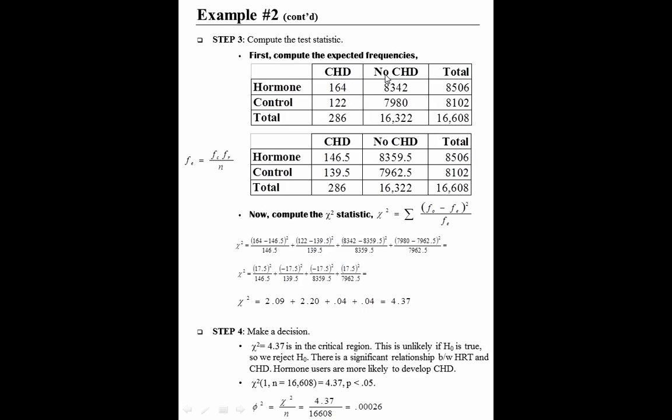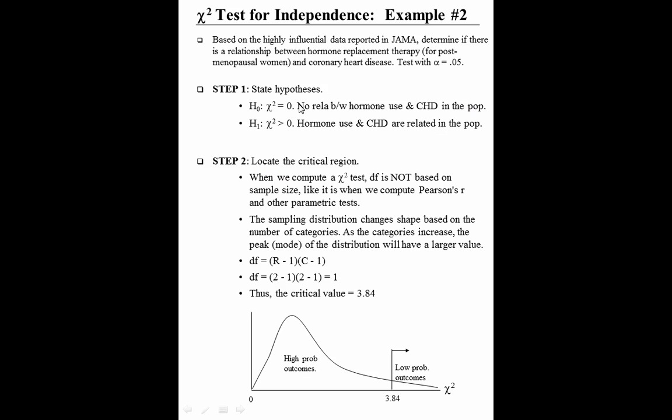Here we have the two levels of one factor, heart disease or not, and the two levels of the other factor, hormone use or people in the control condition, no hormone use. So we have a 2x2 contingency table. That means we have 2 rows, 2 columns. That means we're going to end up with 1 times 1, which equals 1 degree of freedom. So with an alpha of 0.05, that means we would have a critical value of 3.84. All right, so that's how much evidence we need.